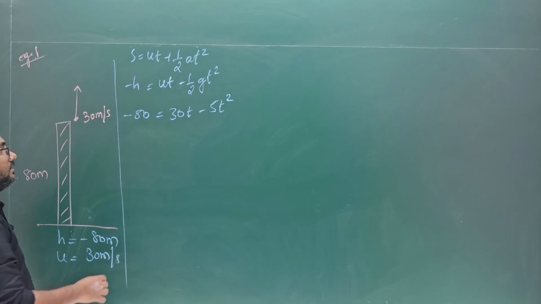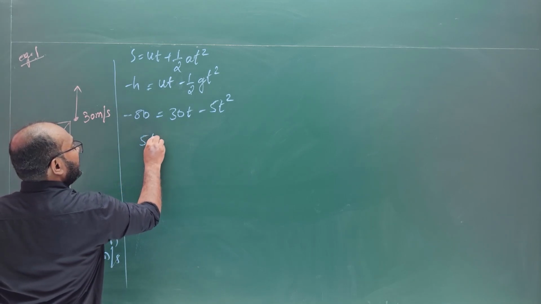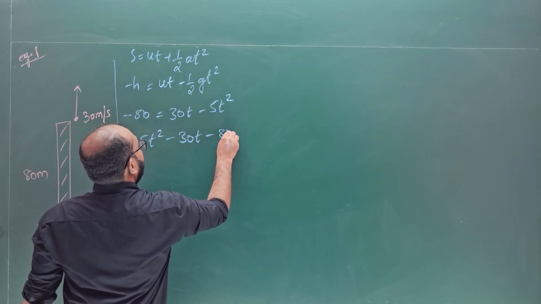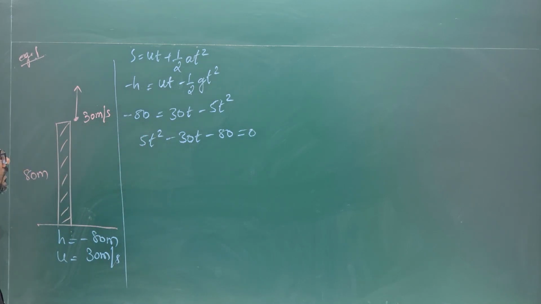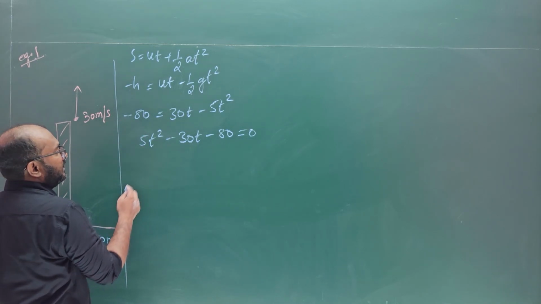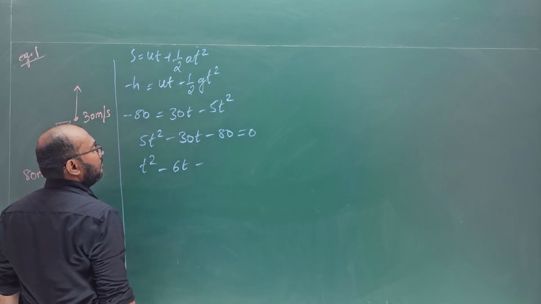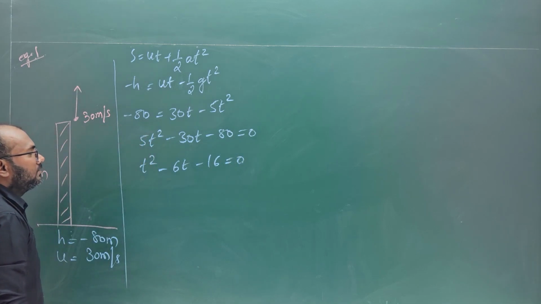Reshuffling that and making that equation quadratic, this becomes 5t square minus 30t minus 80 equals 0. Now, 5 can be taken as common. So t square minus 6t minus 16 equals 0. Any option to solve?